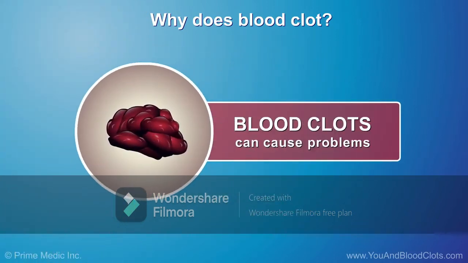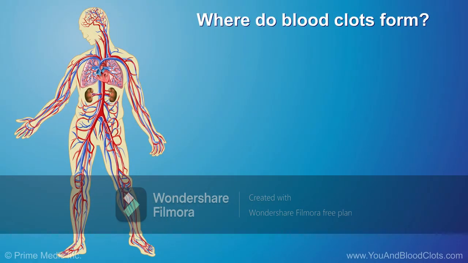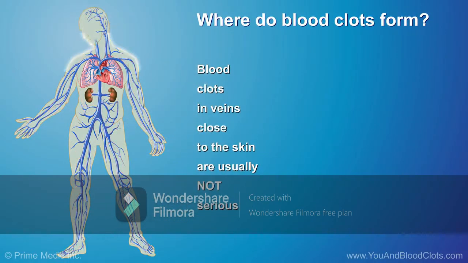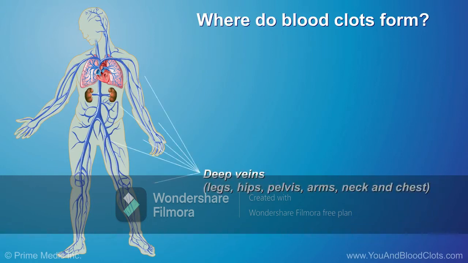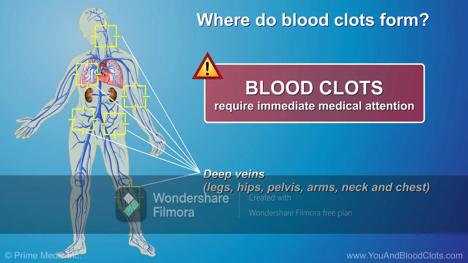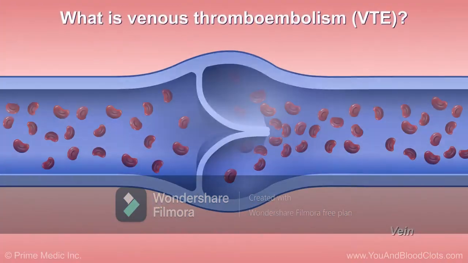However, blood clots can cause problems. Blood clots form in blood vessels within the body. Blood clots in veins close to the skin are usually not serious. However, when blood clots form in deep veins of the legs, hips, pelvis, or rarely in the arms, neck, or chest, this can be dangerous and require medical attention.